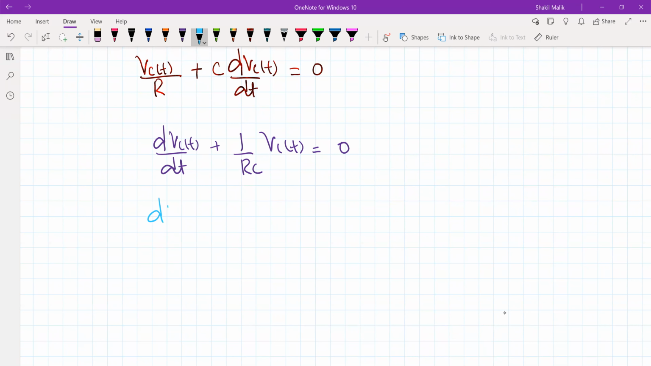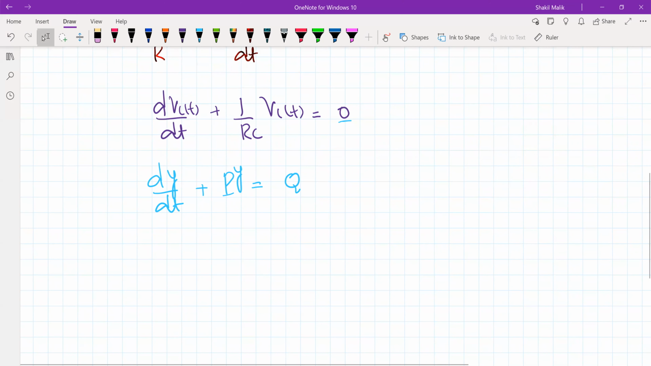What's the general form of a linear differential equation? It looks like this, where y is a function of time: dy by dt plus P y is equal to Q. Here Q is equal to 0 and P is equal to 1 by RC. So you can compare the two: if y is equal to Vc of t, then P is equal to 1 by RC and Q is equal to 0.